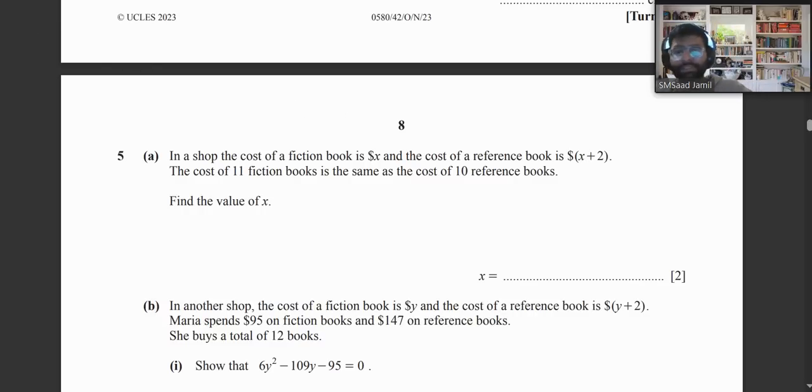So it says in question 5, in a shop, the cost of a fiction book is $X. The cost of a reference book is X plus $2. The cost of 11 fiction books is the same as the cost of 10 reference books.